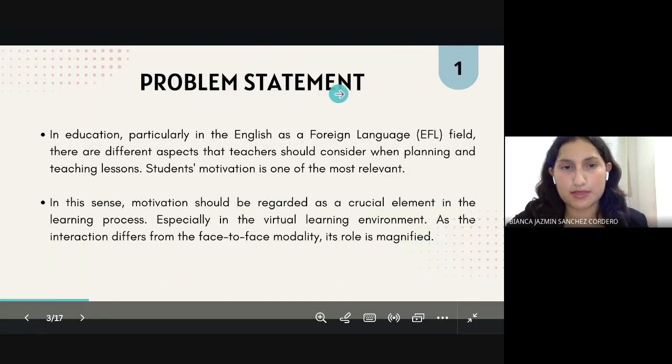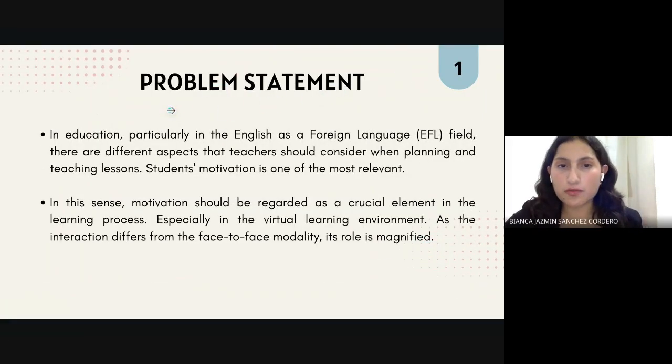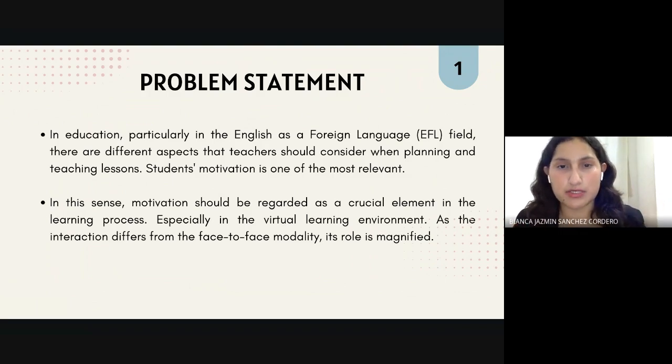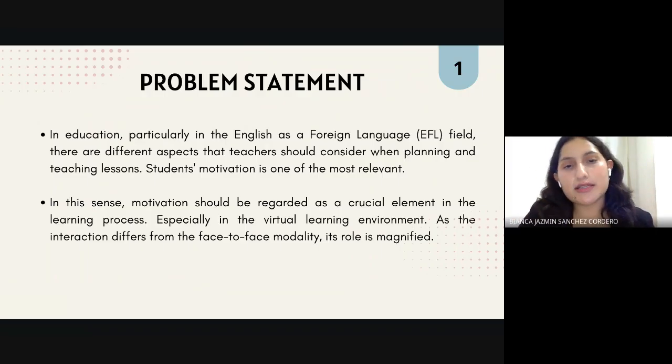First, for the problem statement. In education, particularly in the English as a foreign language field, there are different aspects that educators should consider when planning and teaching lessons, being students' motivation one of the most important ones. In this sense, motivation should be considered as a crucial element in the learning process, especially regarding virtual learning environments. Since the direction is different from the face-to-face modality, its role becomes magnified.